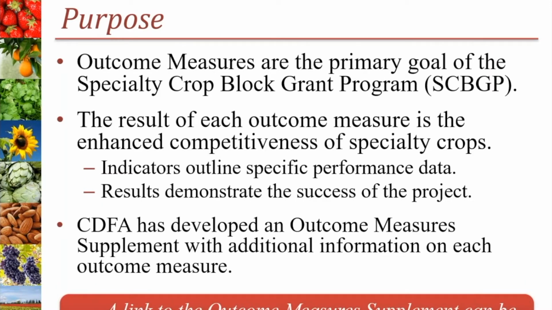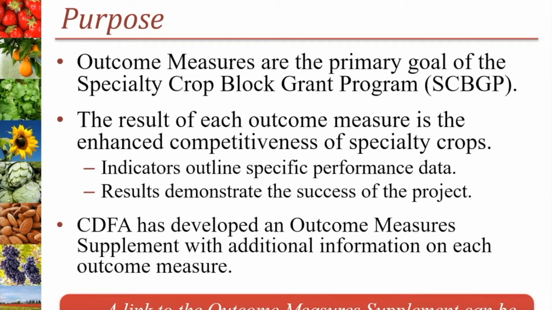Outcome measures are how the success of your project will be assessed and therefore are the primary goal of SCBGP. In other words, when you select an outcome measure or measures, you are indicating what your project will achieve within the grant duration. The result of all outcome measures is the enhanced competitiveness of specialty crops.